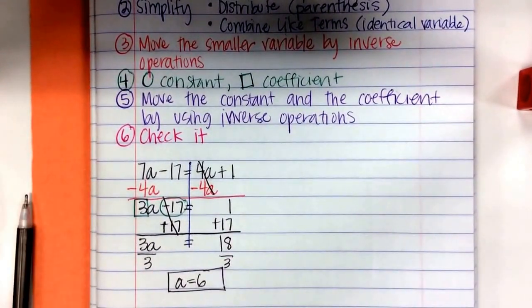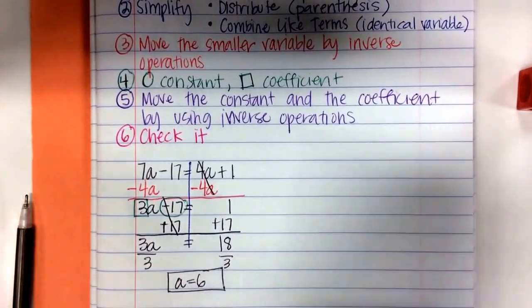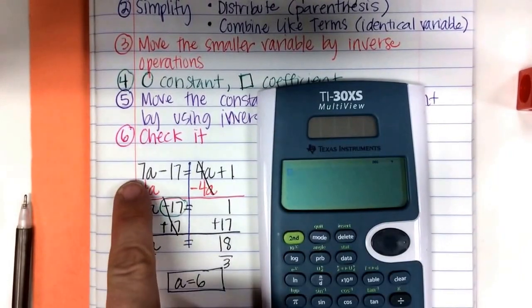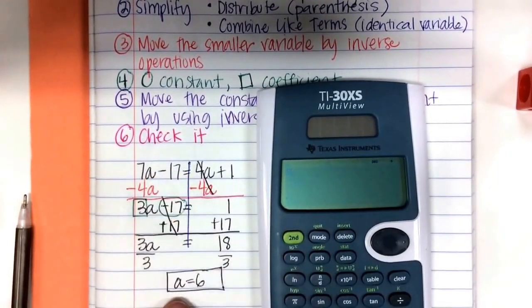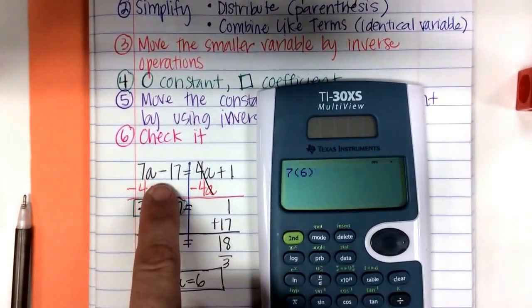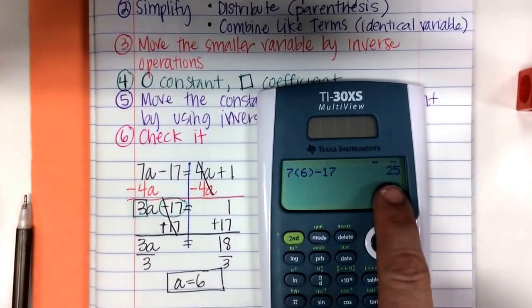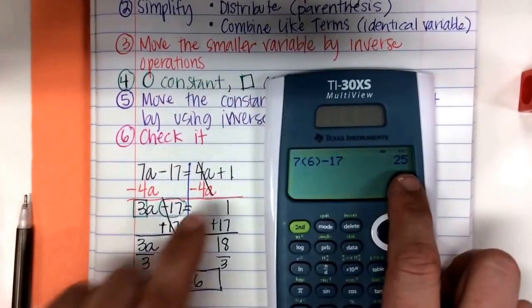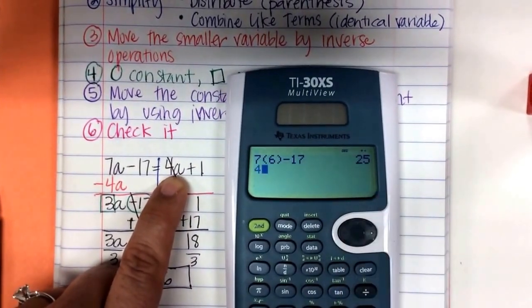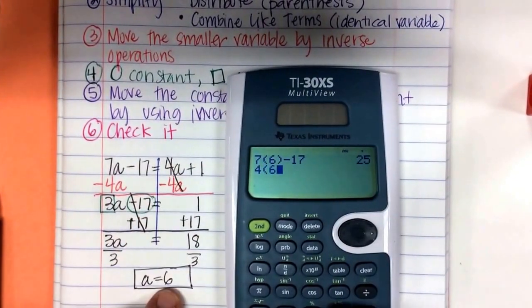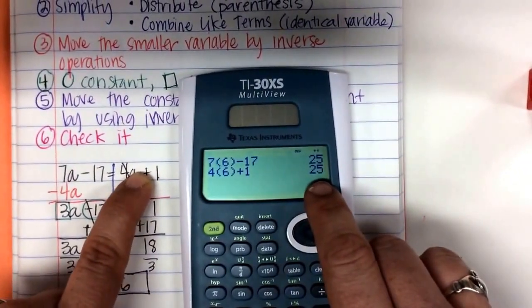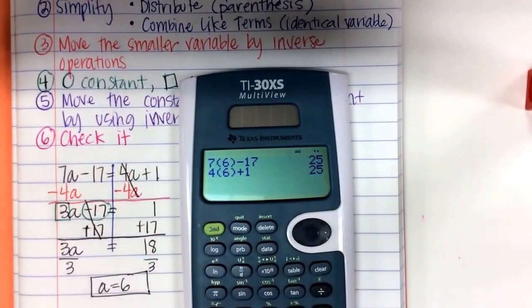Now I can check it in my calculator. All right, 7a minus 17, so 7 times 6 minus 17, and I get 25. Now I have to do the other side and hope that I get 25. 4 times 6 plus 1. Do they both equal 25? So my answer's right.